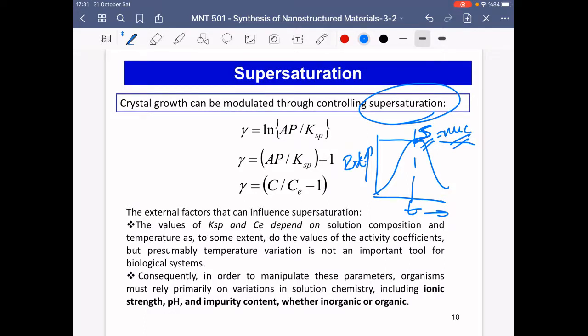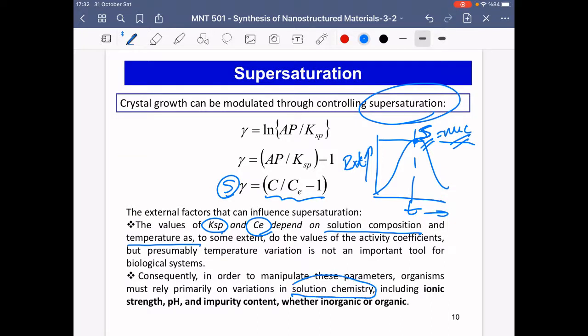Okay, and this supersaturation is expressed as the concentration differences of equilibrium and what I had put into my system. So the external factors that can influence supersaturation, which is the values of these KSP and CE, depend on solution composition, temperature, to some extent, to the values of activity coefficients, but presumably temperature is not as important for biological systems. Consequently, in order to manipulate these parameters, organisms must rely primarily on variations in solution chemistry.